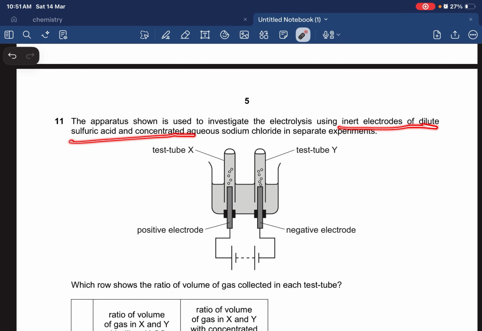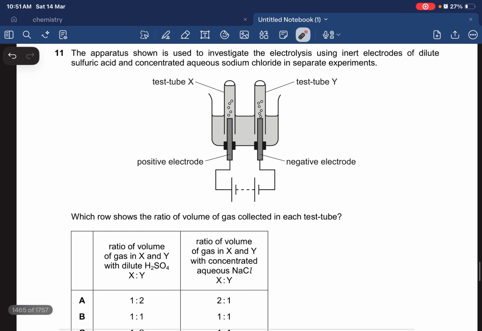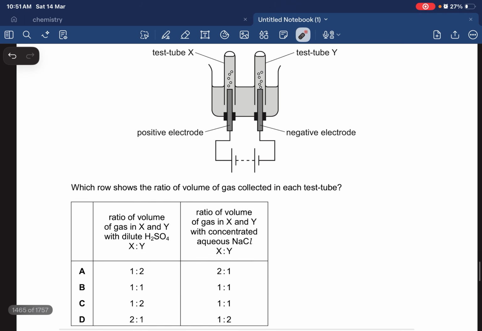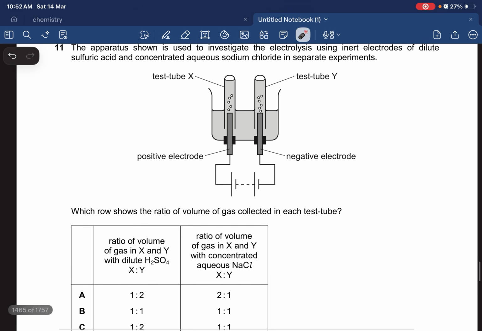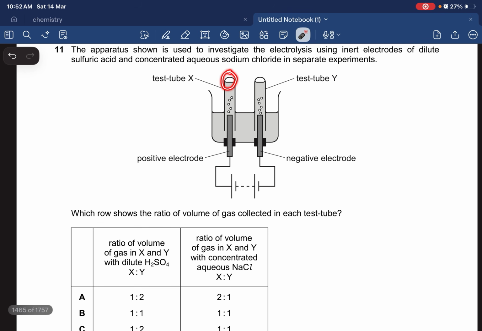The apparatus shown is used to investigate the electrolysis, using inert electrodes, of dilute sulfuric acid and concentrated aqueous sodium chloride in separate experiments. Which row shows the ratio of the volume of gases collected in each test tube? Ratio of the volume of gases in X to Y. So this is test tube X, this is test tube Y, in dilute sulfuric acid.